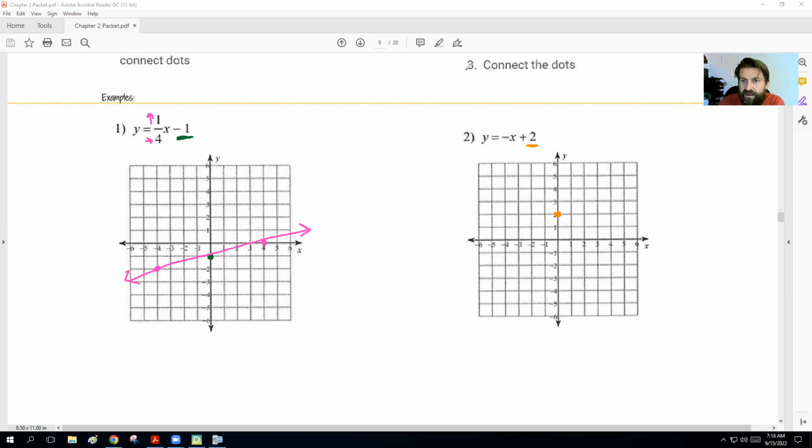And then the slope here, if we have a negative x, technically that's -1x. And technically that's -1 over 1. So we're going to go down 1, right 1. So go down 1, right 1, put another dot. Down 1, right 1, put another dot.